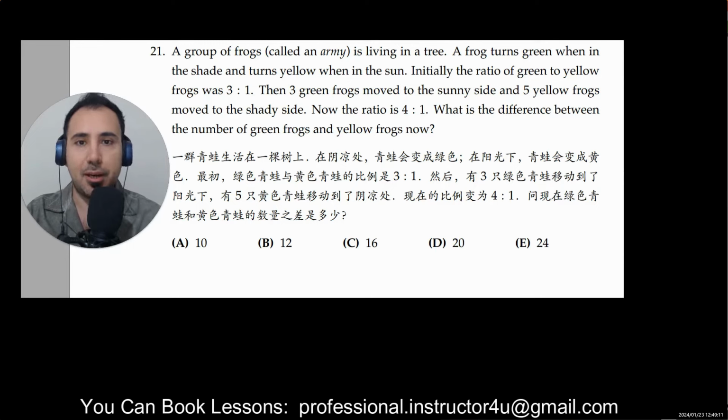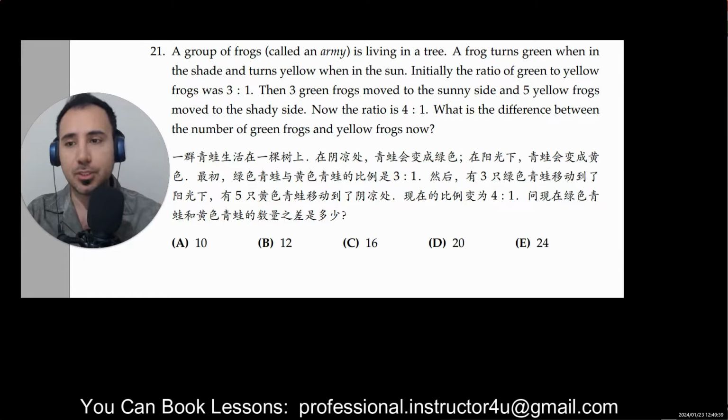A group of frogs called an army is living in a tree. A frog turns green when in the shade and turns yellow when in the sun. Initially, the ratio of green to yellow frogs was 3 to 1. Then 3 green frogs moved to the sunny side and 5 yellow frogs moved to the shady side. Now the ratio is 4 to 1. What is the difference between the number of green frogs and yellow frogs now?